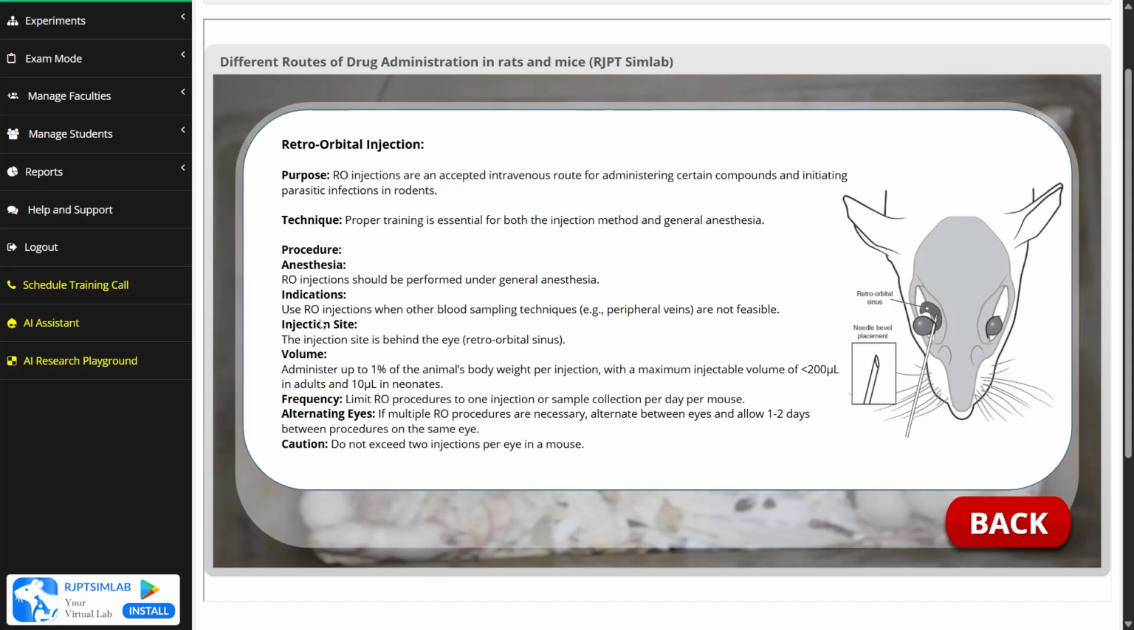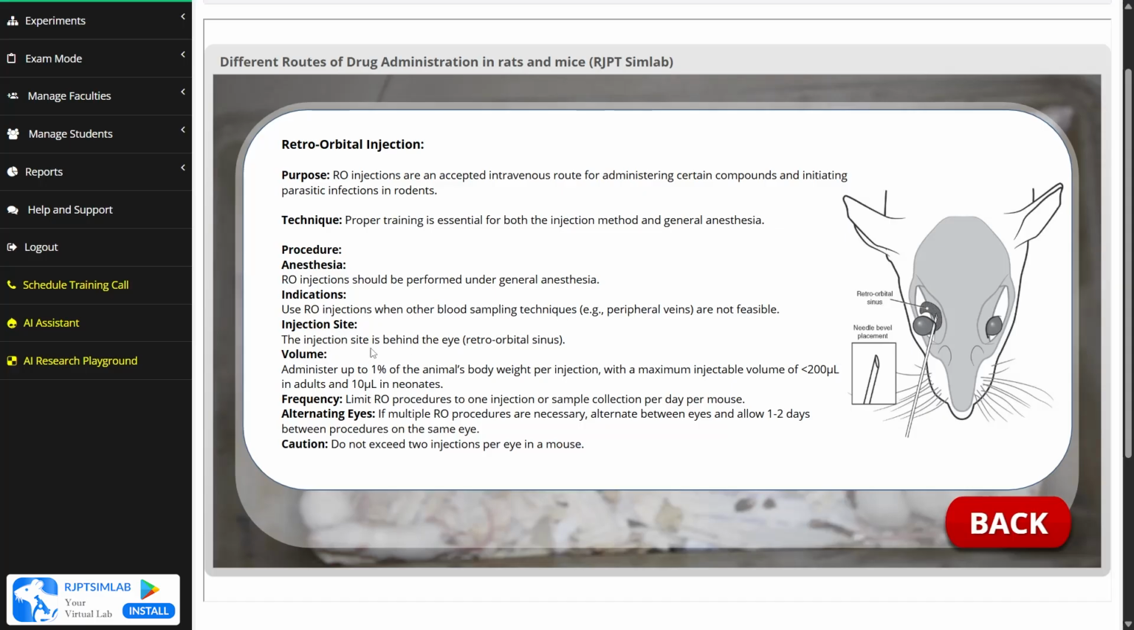Second is the indication. You have to use retroorbital injections when other blood sampling techniques, for example peripheral veins, are not feasible. We have to use this method of drug administration in rats and mice when the other peripheral veins are not visible or are very delicate and soft.